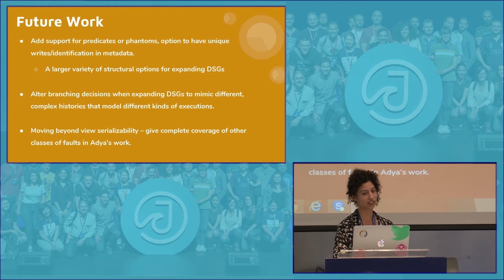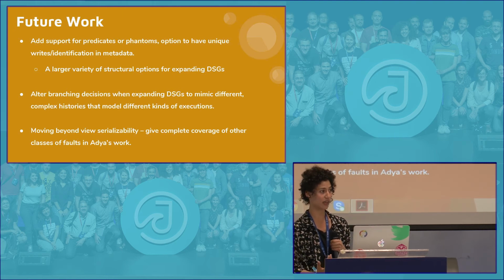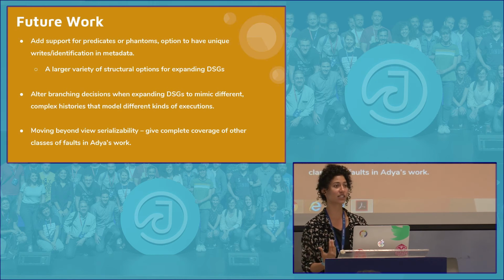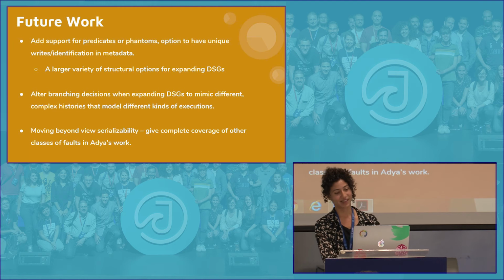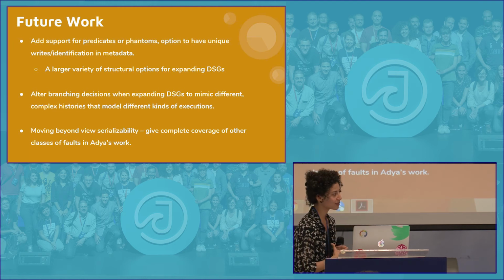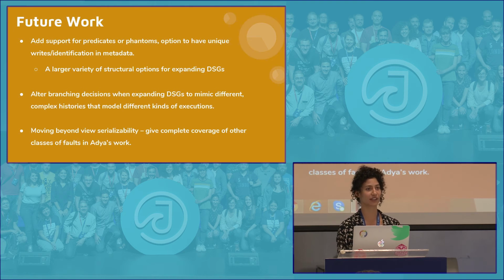We could provide support for phantoms. We could provide support for aborted transactions, have a larger variety for expanding our DSGs. We could alter different branching decisions and try to model different workflows and be able to see how our testing tool is able to handle different kinds of workflows, what confounds it, what is comfortable for it. And moving beyond just view serializability, giving complete coverage to the other classes, the other specimens that are offered in Adya's work would be a really exciting thing.